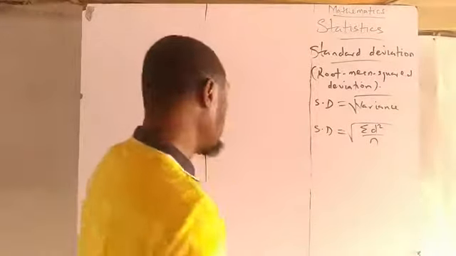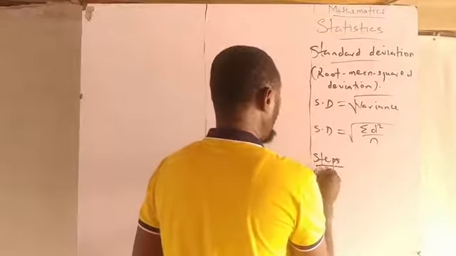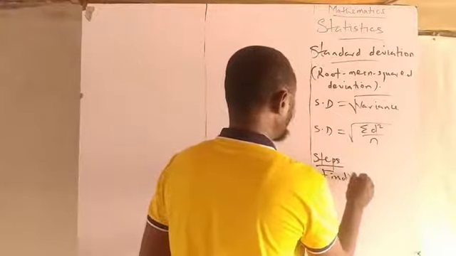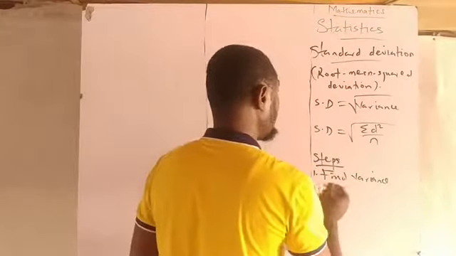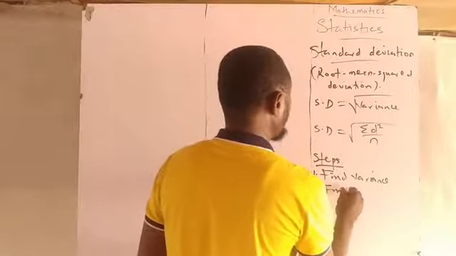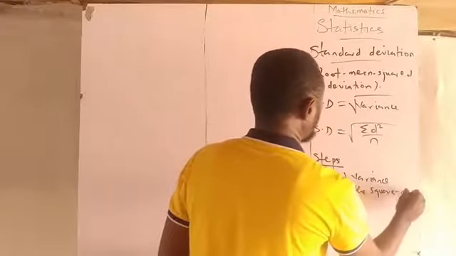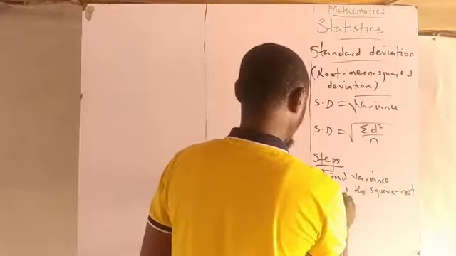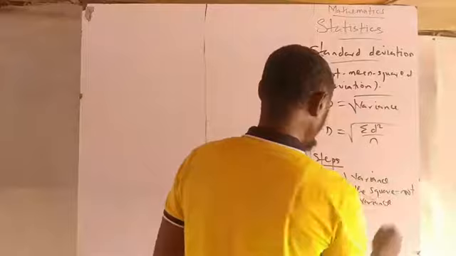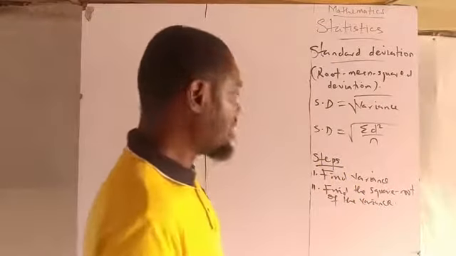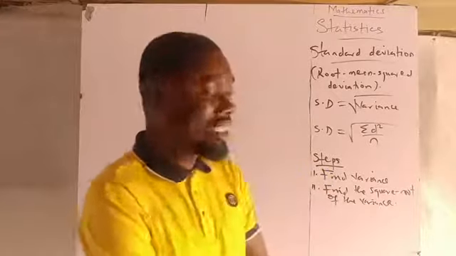So the steps to consider when solving standard deviation problems: number one, find the variance. Number two, find the square root of the variance. Once you know the square root of the variance, that is the answer you are going to have as the correct answer.